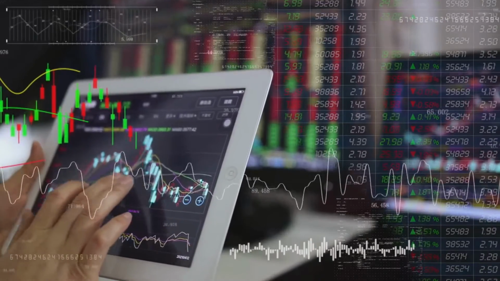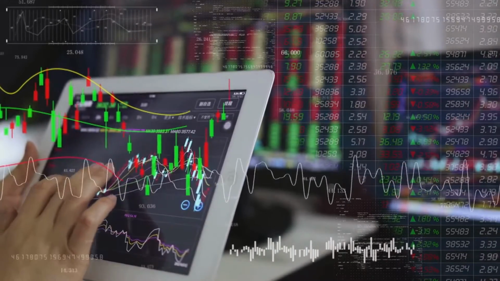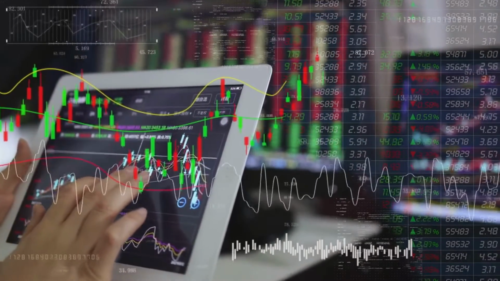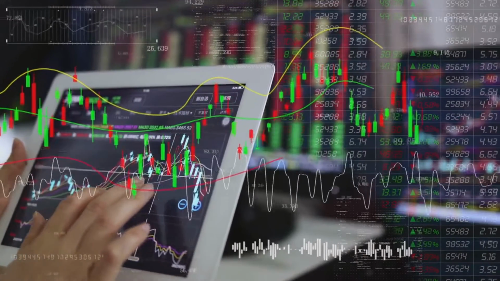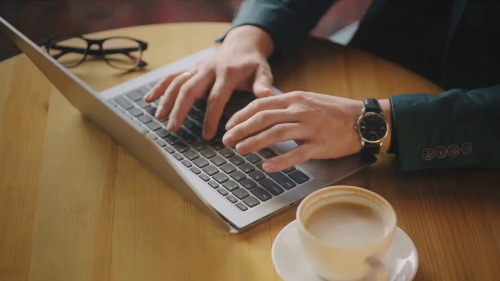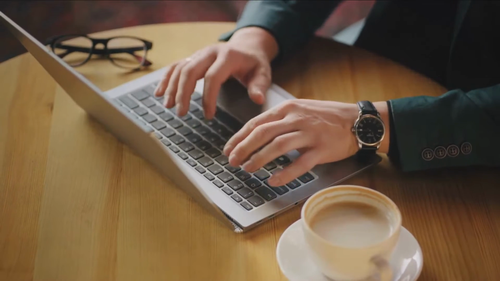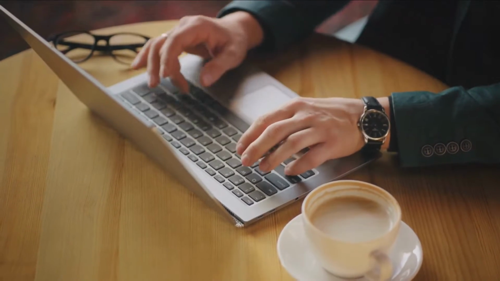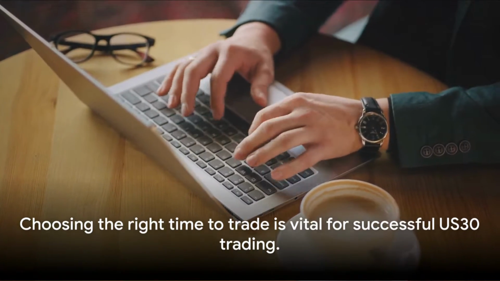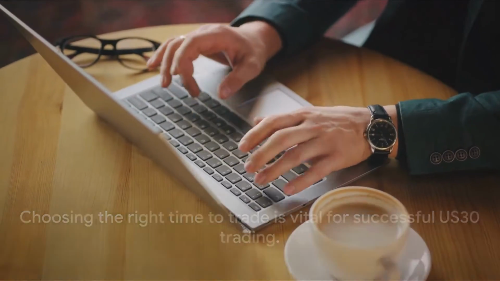In conclusion, while there's no one-size-fits-all answer to when the best time to trade is, by understanding market volatility and keeping an eye on economic events, traders can identify potentially profitable trading opportunities. Choosing the right time to trade is vital for successful US 30 trading.